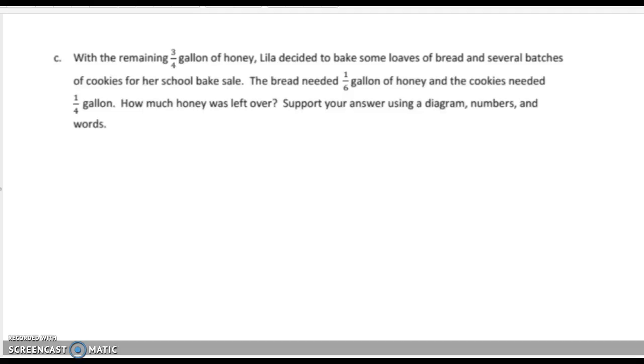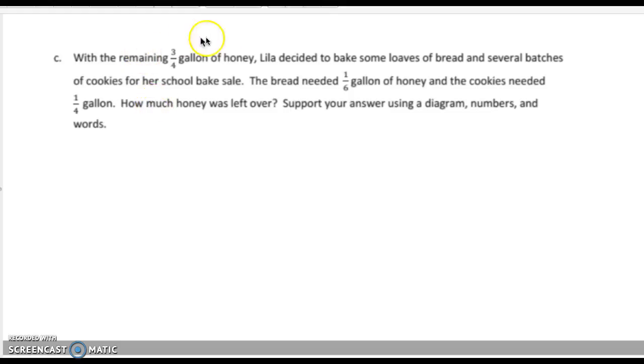All right, let's look at question C. It says, with the remaining 3/4 gallon of honey, Lila decided to bake some loaves of bread and several batches of cookies for her school bake sale. The bread needed 1/6 gallon of honey, and the cookies needed a 1/4 gallon. How much honey was left over? Support your answer using a diagram, numbers, and words.